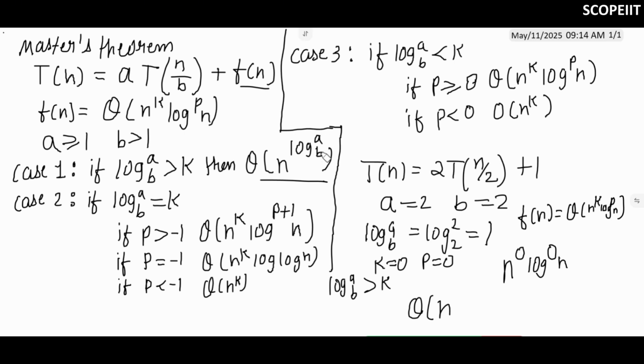What is our log a to the base b? Our log a to the base b is nothing but 1. So it will be n to the power 1. N to the power 1 is nothing but n. So the answer for this question is theta of n. Okay. So you can write this down.